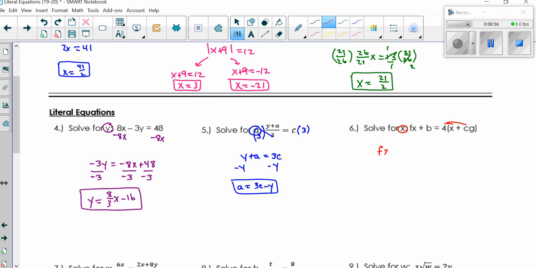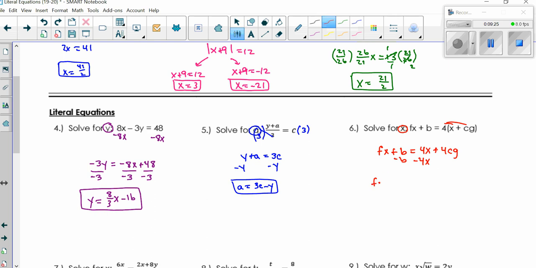I'm going to have fx plus b equals 4x plus 4cg. Okay, I'm going to move my x terms to the same side. They're not like terms, I can't add them, but I can move them. So I'm going to move this term over by subtracting it. And I'm also going to move this term to the other side too. So I'm going to subtract b from both sides.